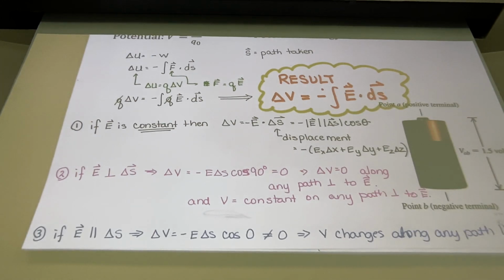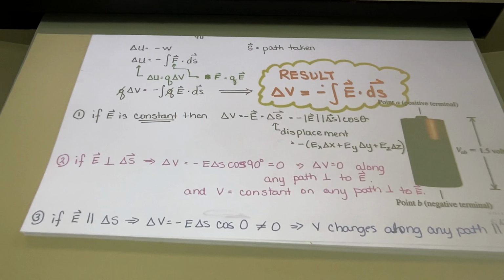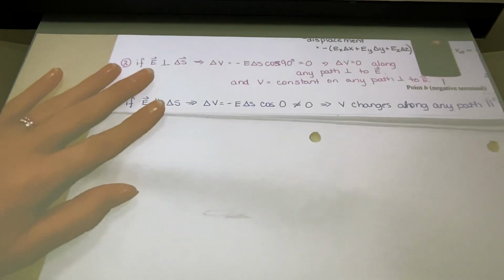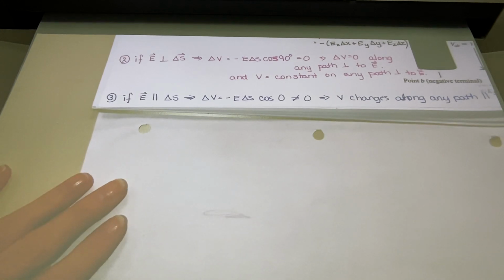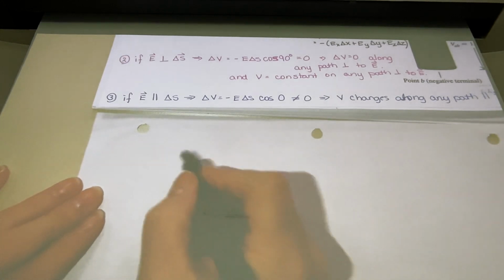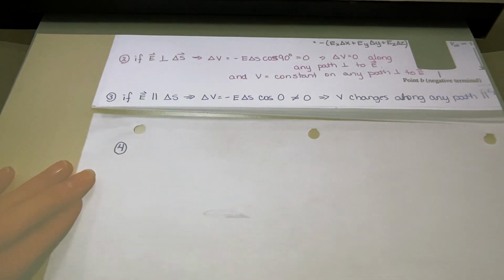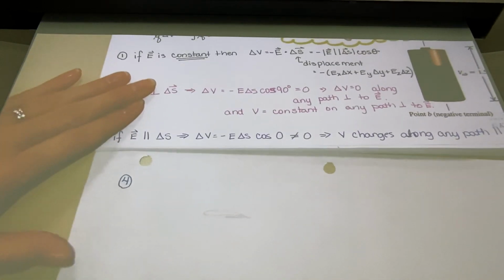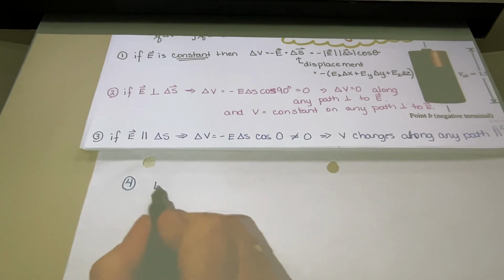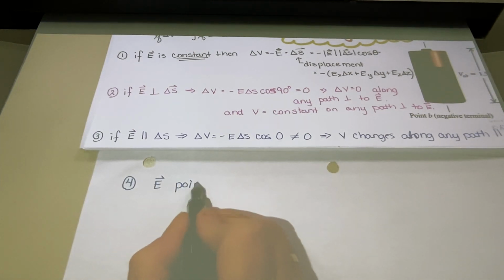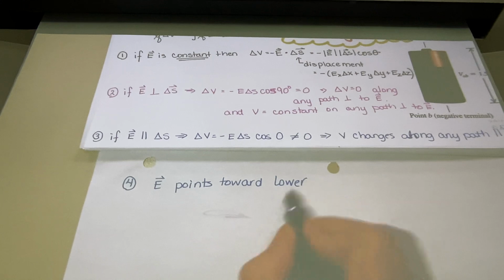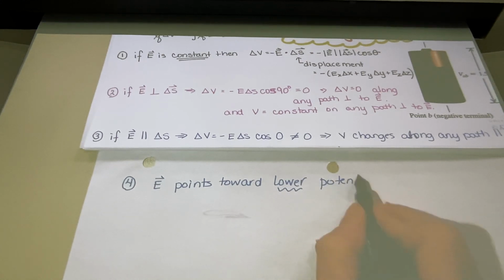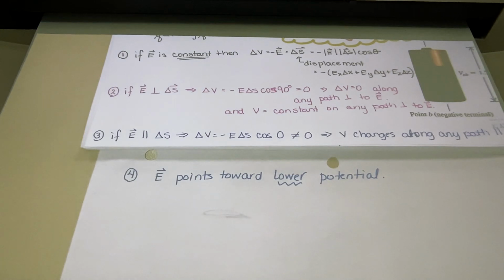That's the interpretation. Next, we want to think about the negative sign. What does that tell us? Because that negative sign means a lot. So what the negative sign tells us is that electric field has to point towards lower potential. So electric field points toward lower potential. That comes from the negative sign.